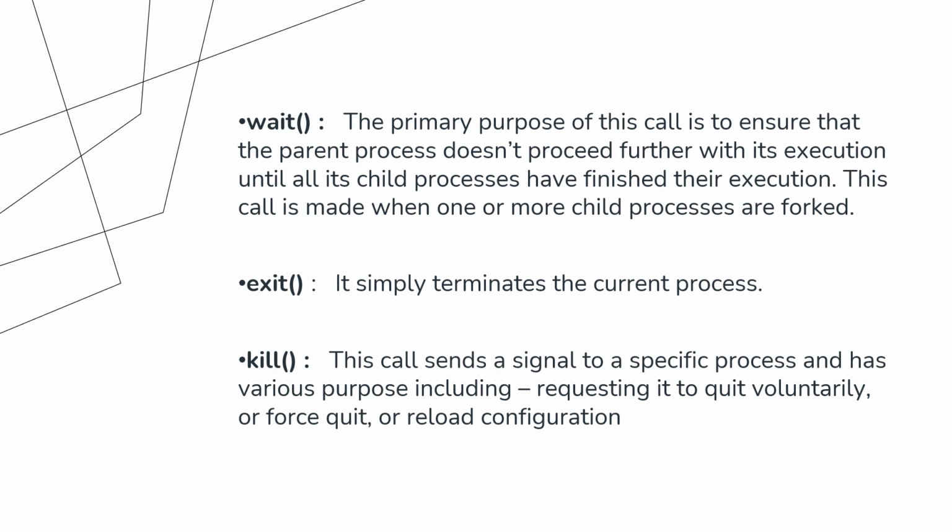Kill. This system call sends a signal to the specific process and has various purposes, including requesting it to quit voluntarily or force quit or reload configuration. Some other process control system calls are end, abort, load, execute, create and terminate process, get process attributes, set process attributes, wait for time, wait event, signal event, allocate, and free memory.